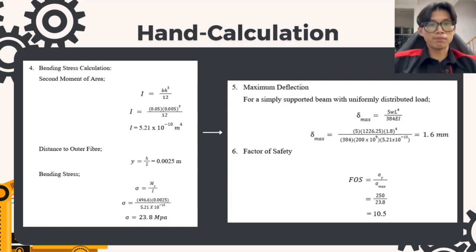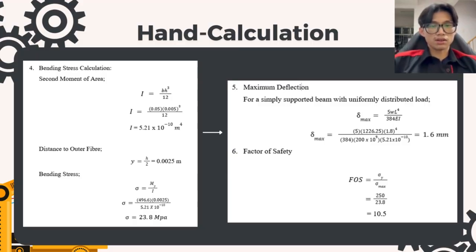For the maximum deflection, the formula is 5W times L to the power of 4 divided by 384 EI. So the answer is 1.6 millimeter.